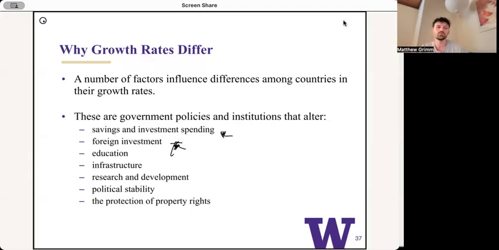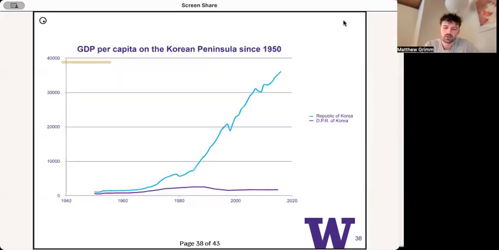Research and development, political stability, protection of property rights, all kind of, you can paint a similar story for that. Okay, so let's look at the GDP per capita on the Korean Peninsula since 1950. 1950 was the end of the Korean War. Okay, so the Republic of Korea is South Korea, and then the People's Republic of Korea, that's what we would know as North Korea.